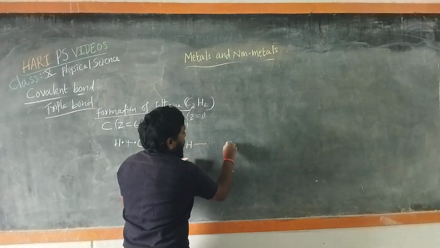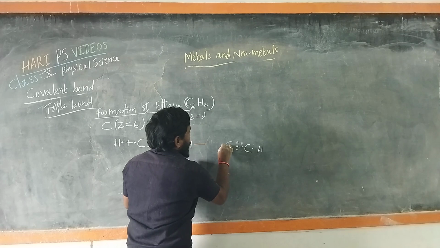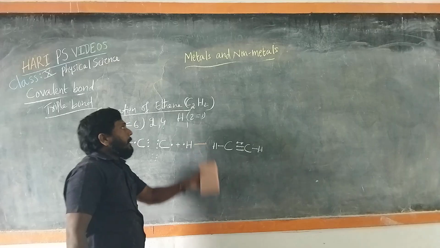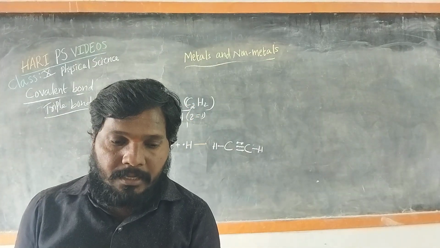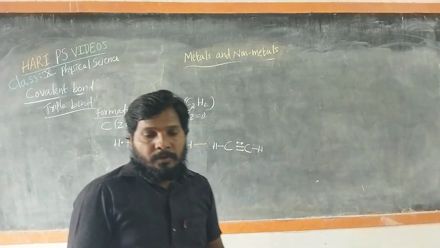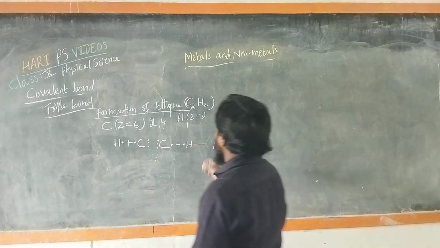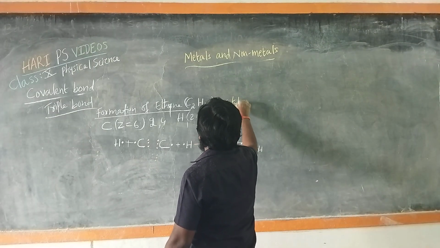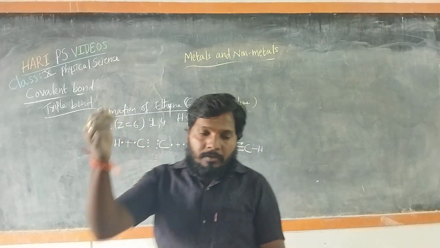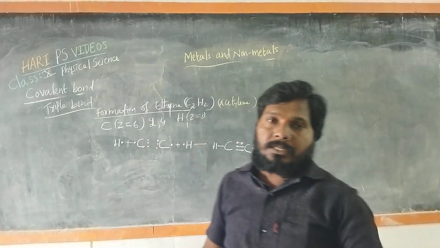By sharing of 3 pairs of electrons between the 2 carbon atoms, the ethyne molecule is formed. This is also called acetylene. Formation of acetylene, or formation of ethyne. We will discuss more about this in the chapter Carbon and its Compounds.